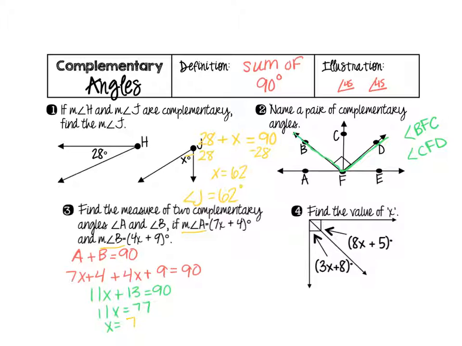Now that's not the answer because I have to plug it back in to find angle A and angle B. When I plug it back into angle A, I get 7 times 7 plus 4, which is 49 plus 4. So angle A equals 53. And angle B is 4 times 7 plus 9. So that's 28 plus 9. So that's 37. So angle B equals 37.